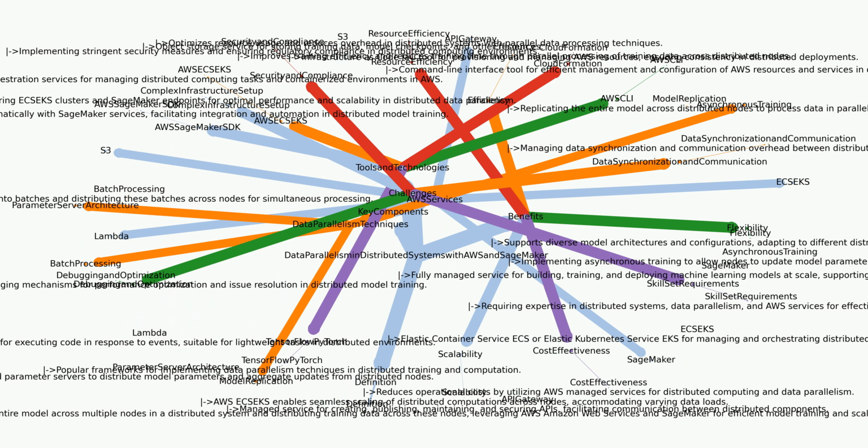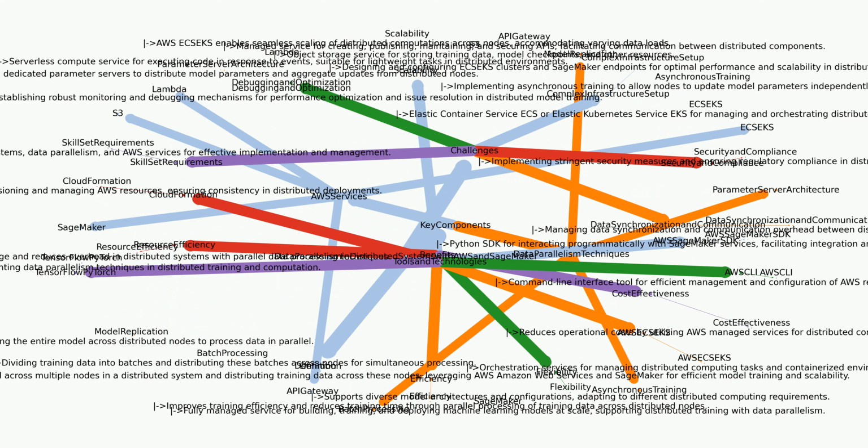Data parallelism techniques. Model replication: replicating the entire model across distributed nodes to process data in parallel. Batch processing: dividing training data into batches and distributing these batches across nodes for simultaneous processing.